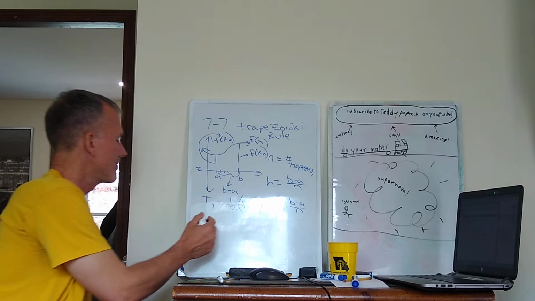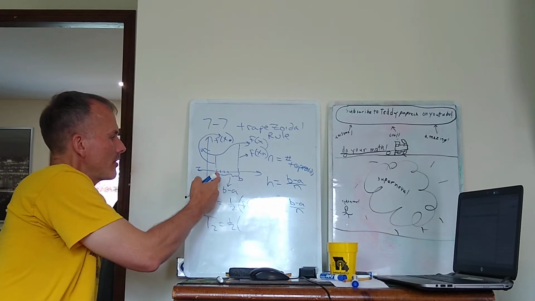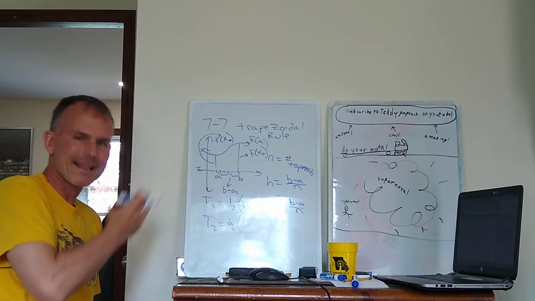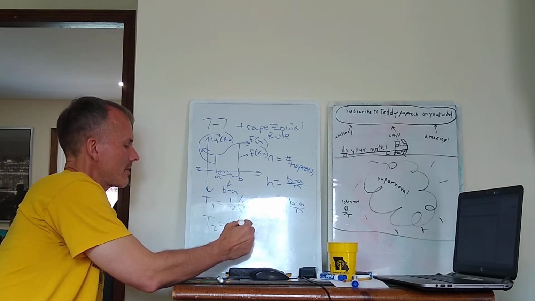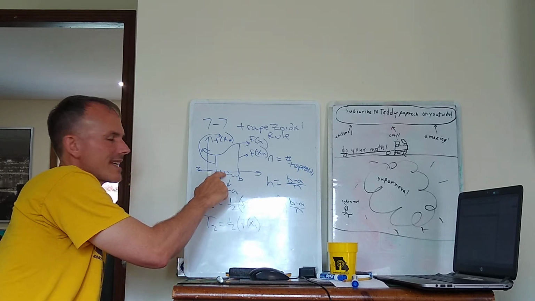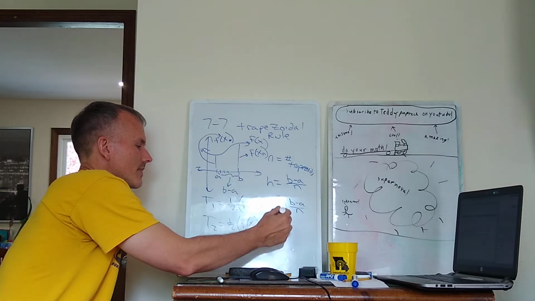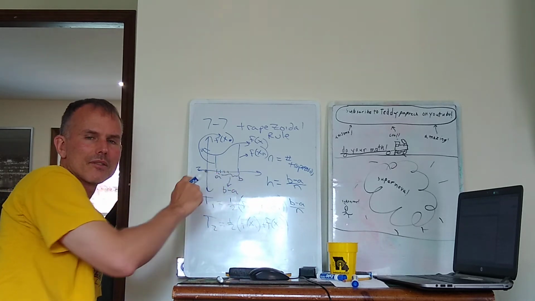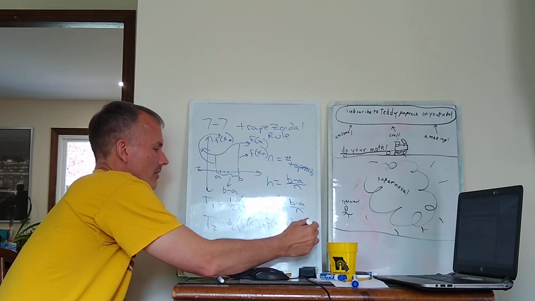t sub 2, the second trapezoid, would be 1/2 times, now the leftmost edge of the second trapezoid is the same as the rightmost edge of the first trapezoid. So the first base that I'm going to write here is f of x sub 1, and then the rightmost edge of the second trapezoid will be given by f of x sub 2. And of course, the horizontal distance, which is the height of each trapezoid, is always going to be b minus a over n.